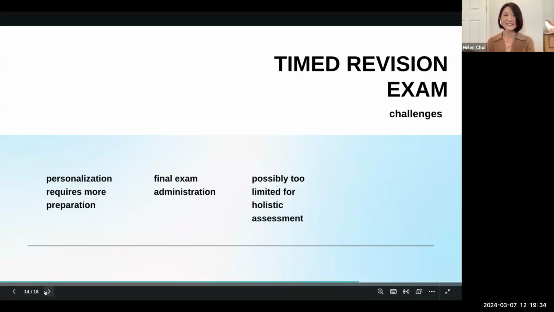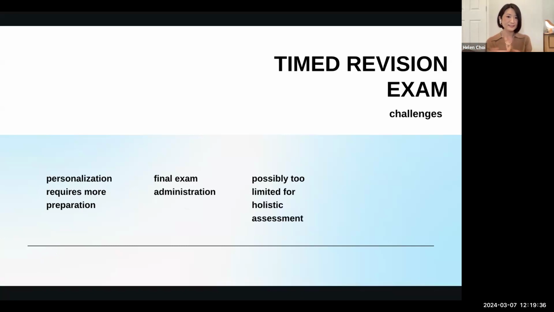Some of the challenges, though, because it's personalized: during the final exam, I am going to give them hard copies of their previously submitted work. So that's one thing I have to figure out how to do. If you have any suggestions, let me know. So I have to make sure I do that.